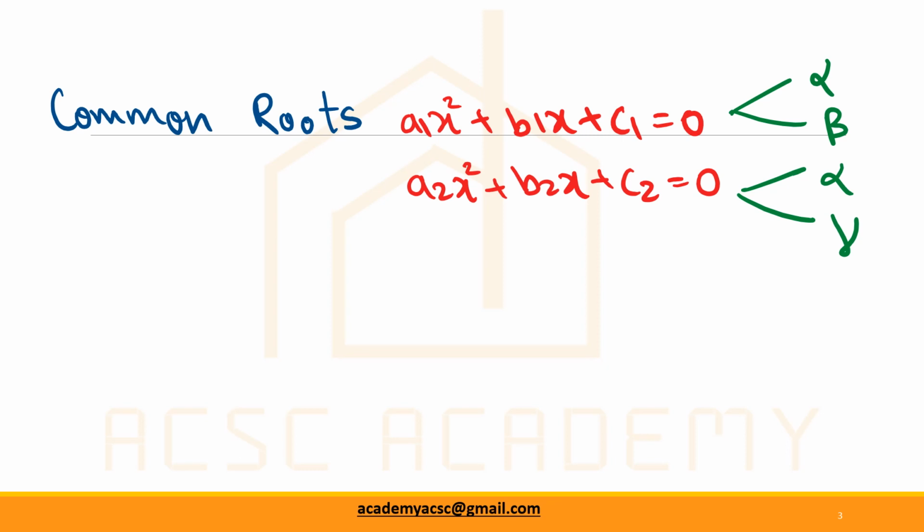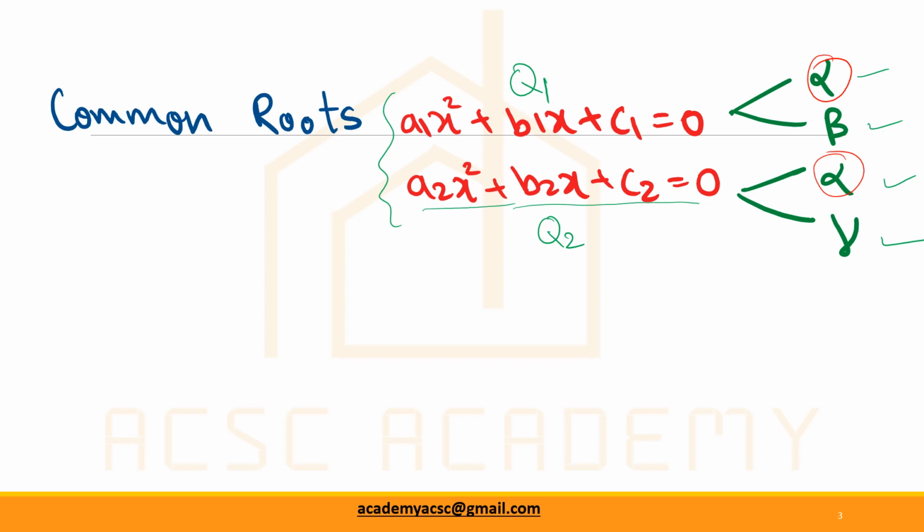We'll be dealing with the common roots of quadratic equations. Here we have two quadratic equations, a1x squared plus b1x plus c1 equal to 0, and a2x squared plus b2x plus c2 equal to 0. Let us call them Q1 and Q2. For Q1, we have the roots as alpha and beta, while for Q2 we have the roots as alpha and gamma, which means alpha is the common root. Only one root can be common in two polynomials.